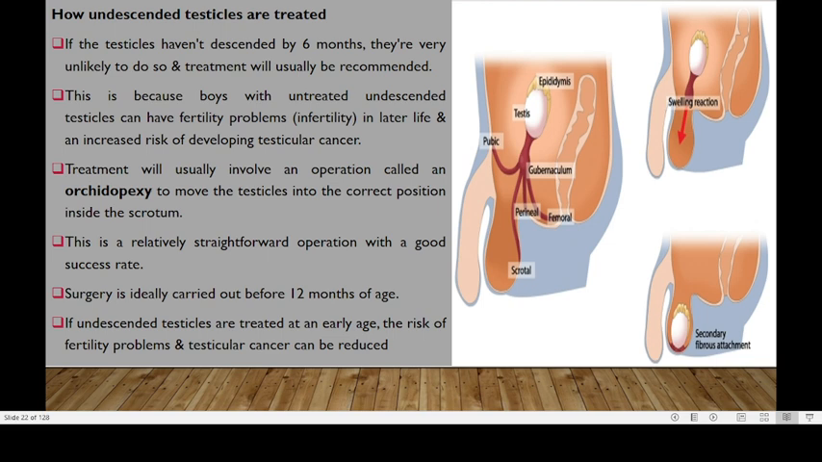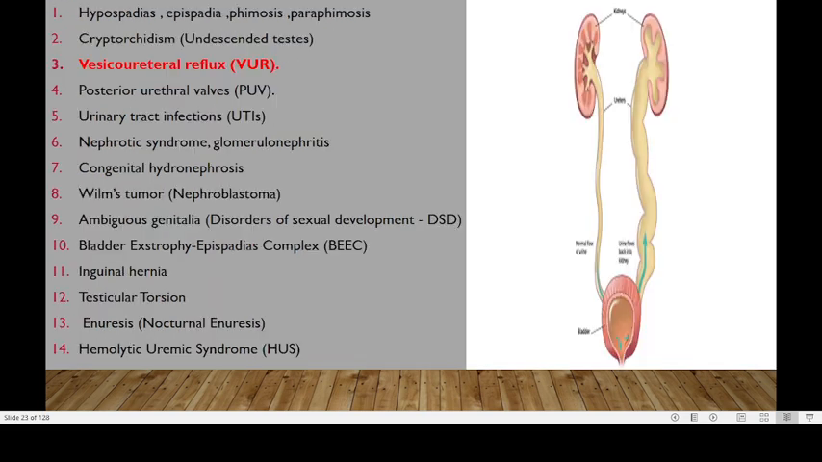Treatment will usually involve an operation, and this operation is what is referred to as orchidopexy. Orchidopexy is used to move the testicles into the correct position inside the scrotum. This is a relatively straightforward operation with a good success rate. Surgery is ideally carried out before 12 months of age. If undescended testicles are treated at an early age, the risks of fertility problems and testicular cancer are reduced.